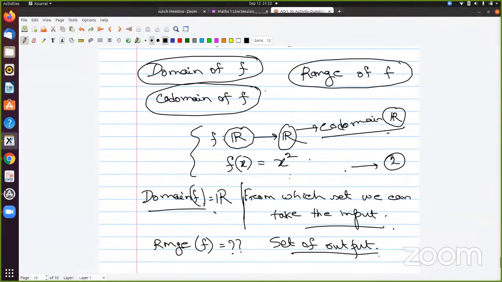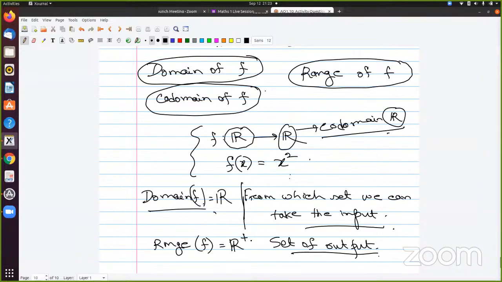What is the input? Root 2. Root 2 is your input. I am giving you the output first, so your input should be root 2. Right? Yes, sir. So if you give me any positive real number, I can just take the square root and that will be my input. Both plus root 2 and minus root 2 will be the input.